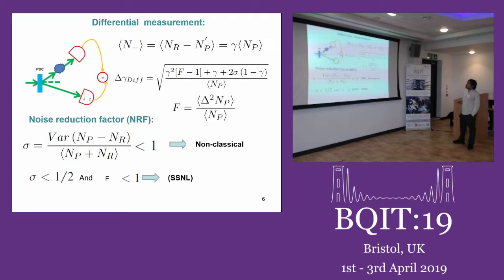You can see if we have two classical beams, it gives one, because there is no covariance term and the variance to the mean gives one for the classical probe. And sigma less than one represents the non-classical correlation. As one can see, if sigma is less than 1/2 and F less than one, it's possible to beat the shot noise limit and go to the sub-shot noise scenario.